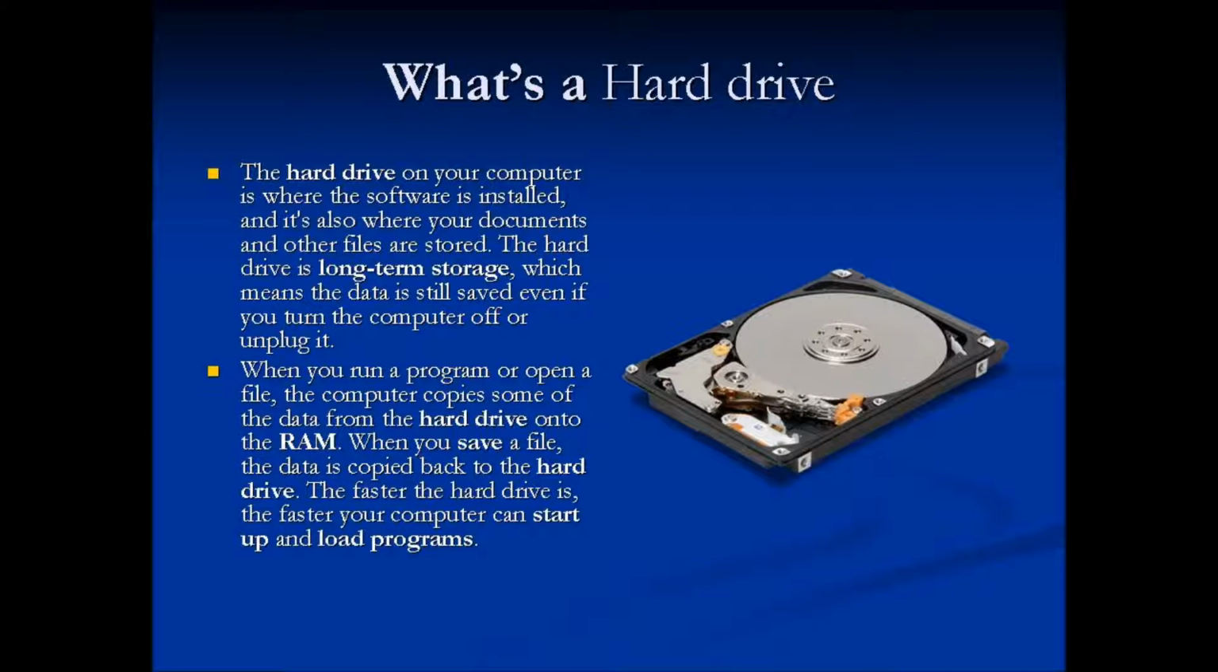What's a hard drive? The hard drive on your computer is where the software is installed, and it's also where your documents and other files are stored. The hard drive is long-term storage, which means the data is still saved even if you turn the computer off or unplug it. When you run a program or open a file, the computer copies some of the data from the hard drive onto the RAM. When you save a file, the data is copied back to the hard drive. The faster the hard drive is, the faster your computer can start up and load programs.